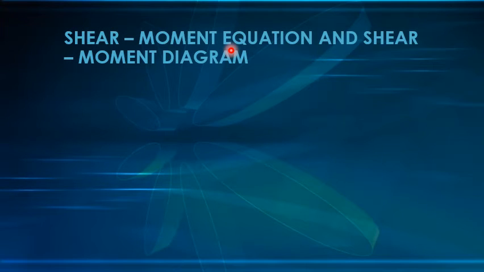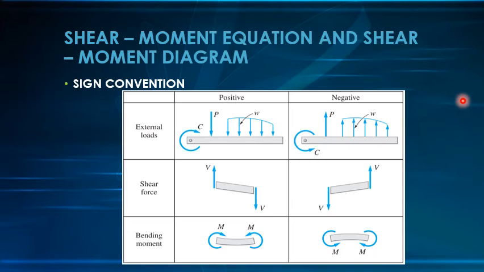Okay, next we have the shear moment equation and shear moment diagram. Class, for this part, we are actually using sign conventions for us to determine the equations and the shear moment diagram. So these are the sign conventions. For the external load, external forces, external loads or the external forces that are directed downward or towards the beam is positive. Yung mga palabas naman, yan ang negative.